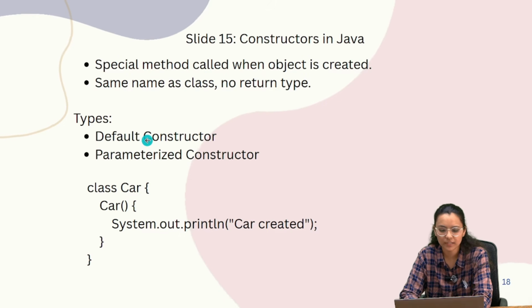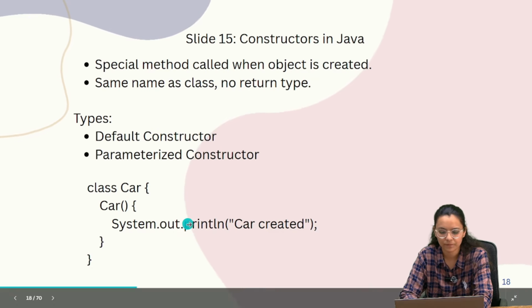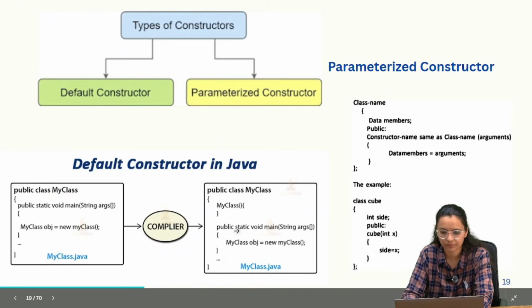Default constructor means there are no parameters used when we want to create an object without setting any initial value. And a parameterized constructor takes arguments to set initial values at the time of object creation. So let's see here class Car. This is one example for understanding.